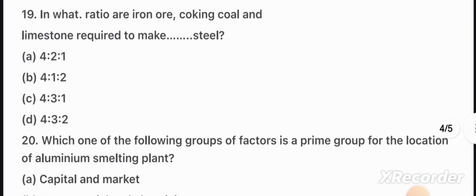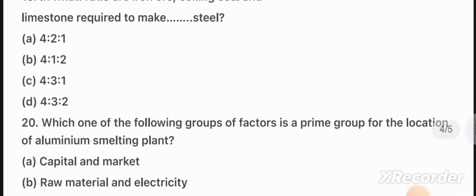Question number 19. In what ratio are iron ore, coking coal, and limestone required to make steel? Option A, 4:2:1. Option B, 4:1:2. Option C, 4:3:1. And option D, 4:3:2.